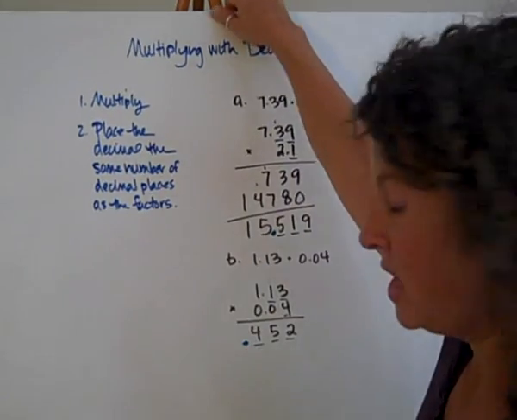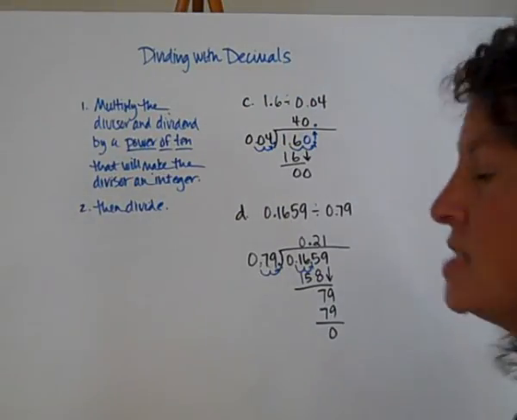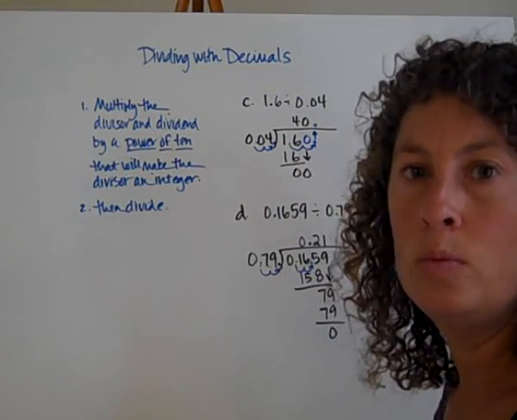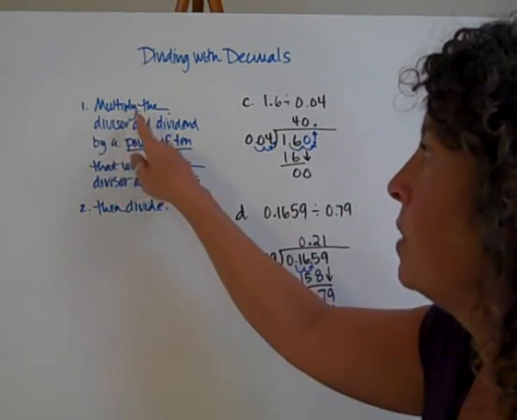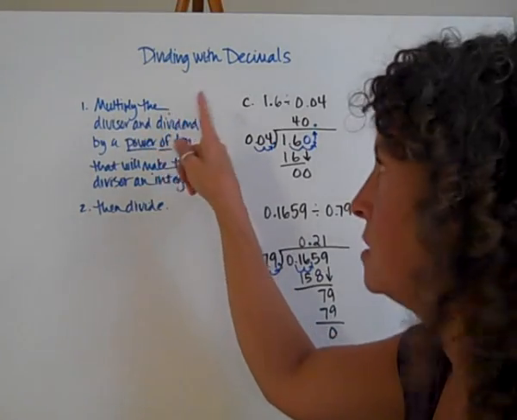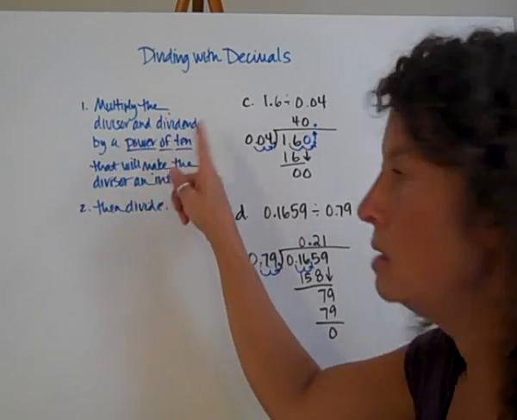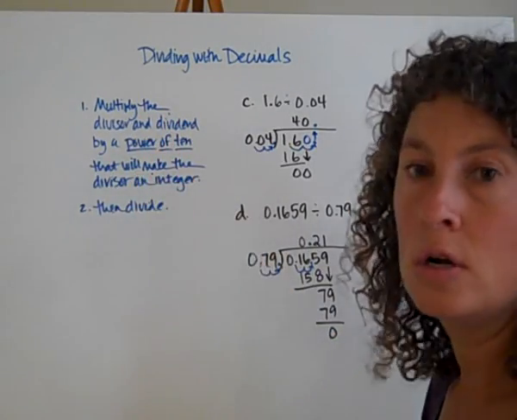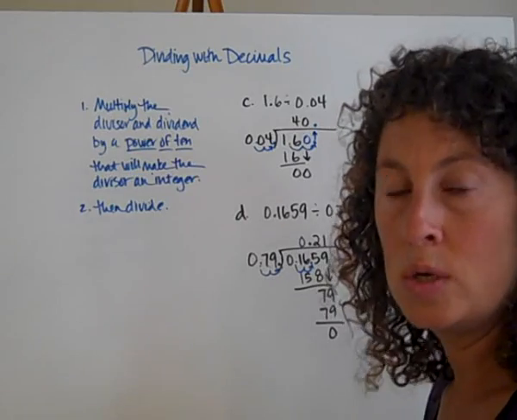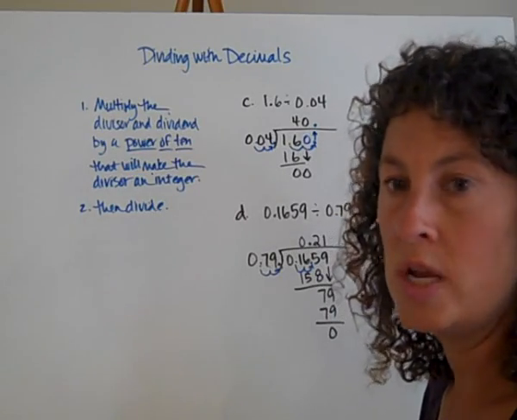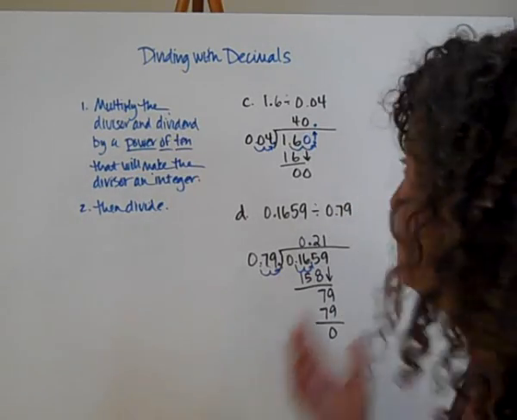Now let's take a look at dividing. Similar with division, we're going to set it up a lot like we divide with our integers. After we set it up, we're going to multiply the divisor and the dividend by a power of 10 that will make the divisor into an integer, so that the divisor isn't actually what we consider a decimal anymore. It's just a straight integer, and then we're going to divide.